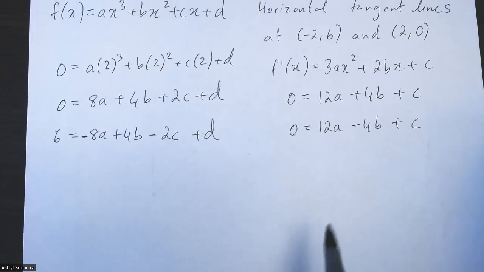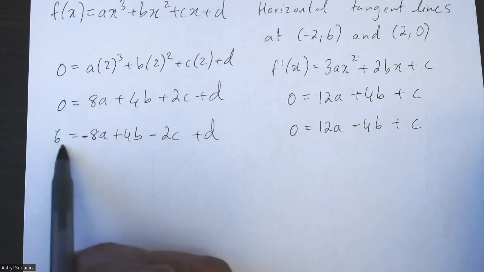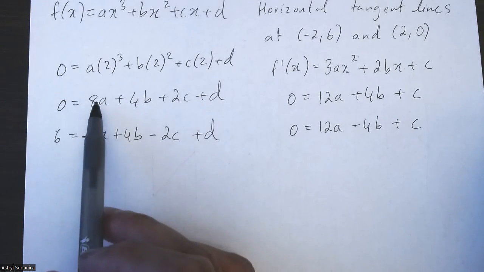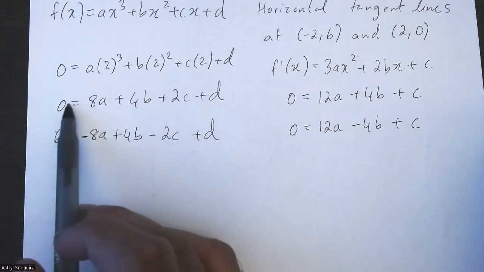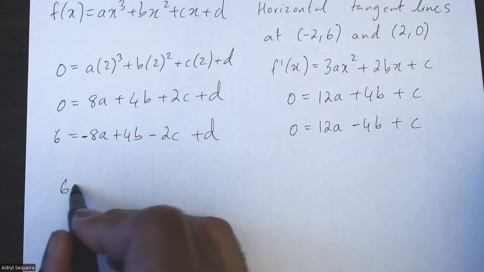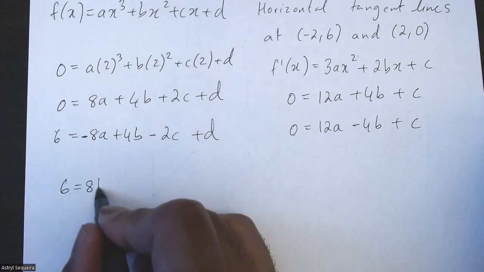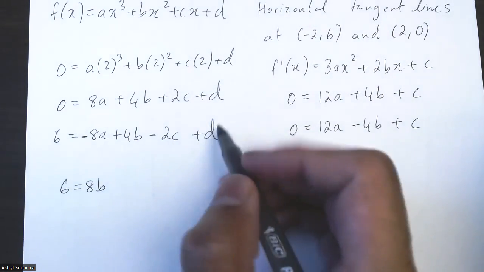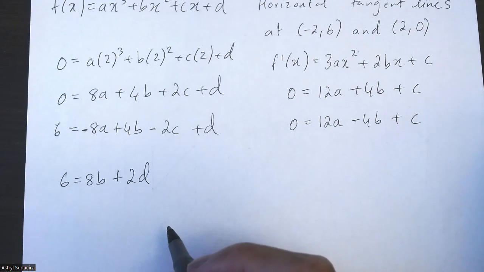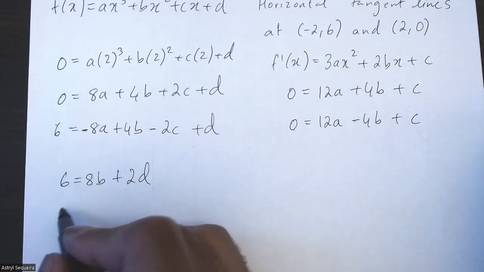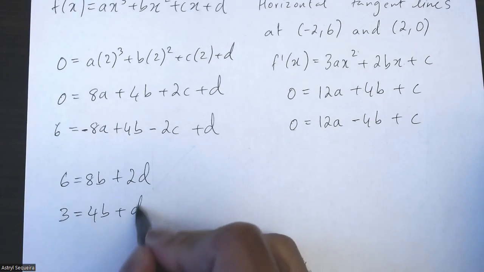So now I need to eliminate variables. I'll add these two equations. If I add these two equations, I know the a terms and the c terms are going to cancel off. So 0 plus 6 is 6. These two cancel off. 4b plus 4b is 8b. These two cancel off, and d plus d is 2d. And if I simplify this by dividing by 2, I'll just get 3 equals 4b plus d.